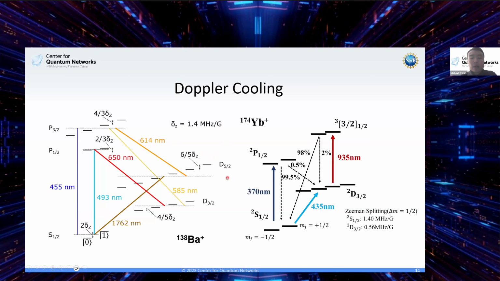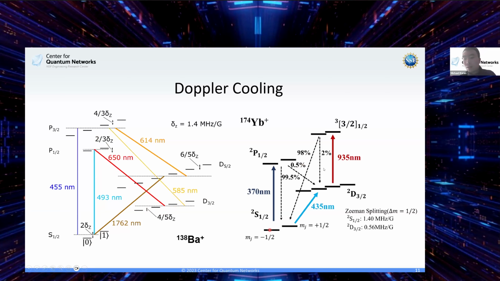In the case of the barium-138 ion, the Doppler cooling beams are 493 and 650 nanometers, since about 25% of the time, the P1/2 state decays to the D level, and the D level has a long lifetime. So you must have a 650 repump beam to bring it back to the P state so it falls into the ground state.